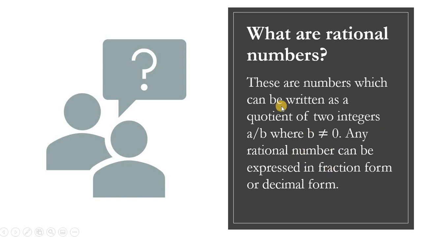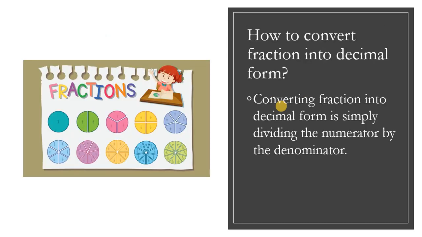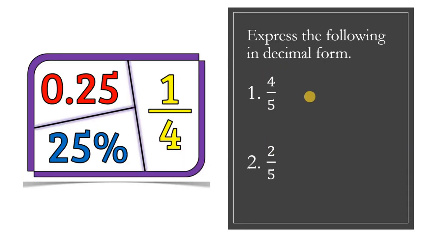Sa mga susunod na lessons natin, mas makikita nyo yung concept or ano ba yung mga rational numbers na yan. But for this video, we're gonna tackle just the decimals and the fractions. Now, how to convert fraction into decimal form? Converting fraction into decimal form is simply dividing the numerator by the denominator. Okay? So now, express the following in decimal form.